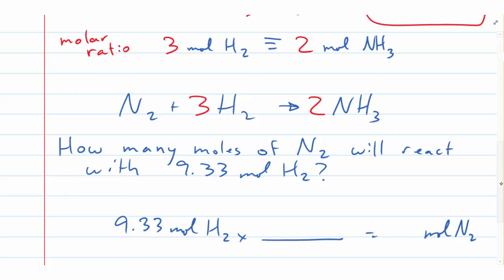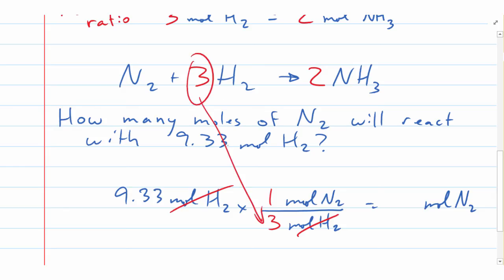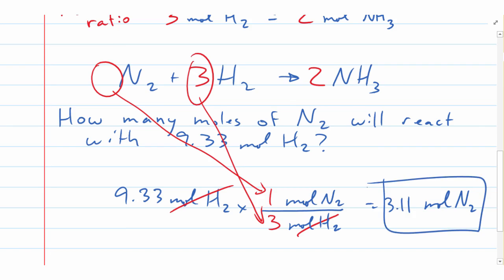So we need a conversion factor in here. This is called a molar ratio. On the bottom we'd put in 3 moles of H2, and on the top we'd put in 1 mole of N2. We pick these two to get our units to cancel out. These numbers again come from the coefficients in the balanced chemical equation. And again, it was 3.11. Okay, any questions on these?